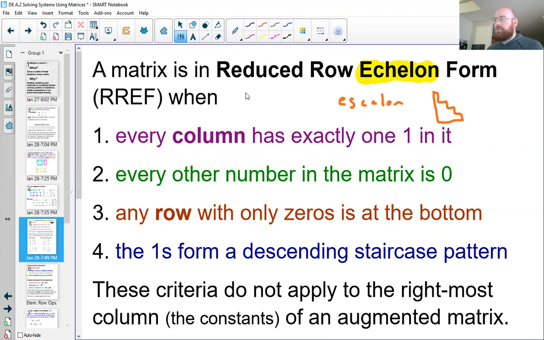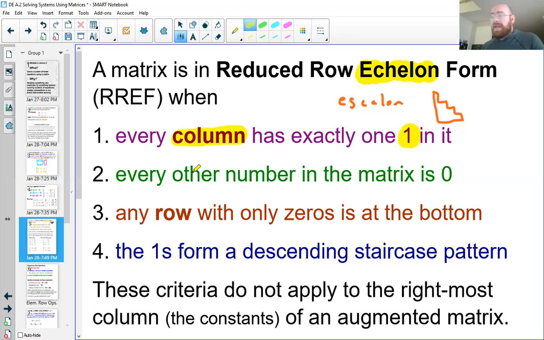Reduced row echelon form is a mouthful. And so most mathematicians, once they have memorized what it stands for, just say RREF, or REF if you want to roll your arms. I like linguistic puns. In any case, there are 4 criteria that tell us a matrix is in reduced row echelon form. Every column has exactly one 1 in it. So it has one copy of the number 1, and that's in each column.